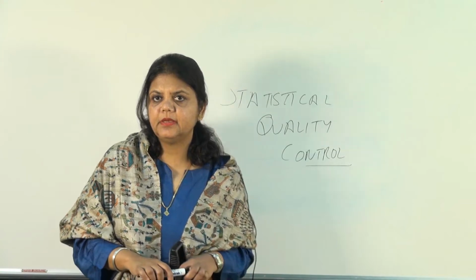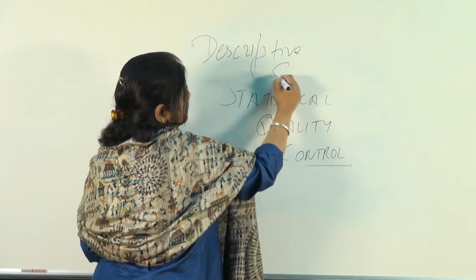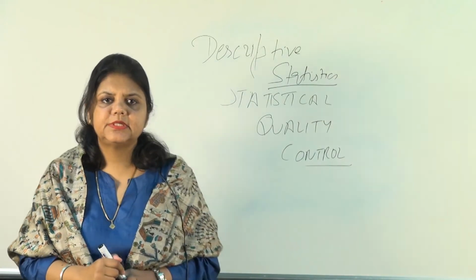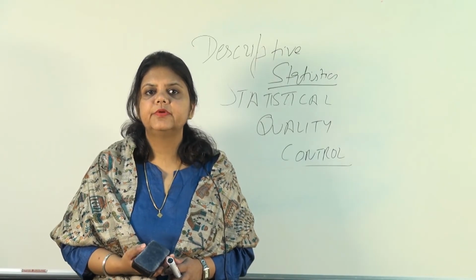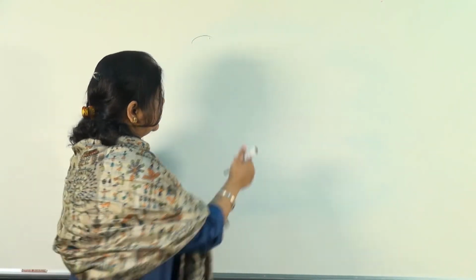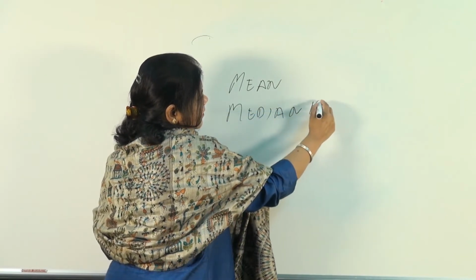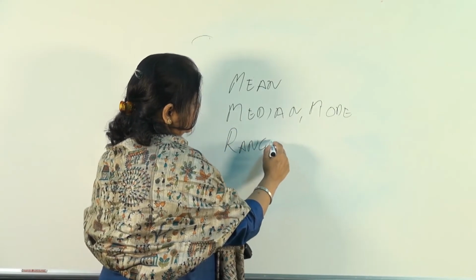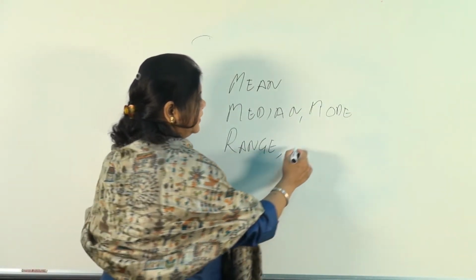The first category being descriptive statistics. What is descriptive statistics? Descriptive statistics is the usage of statistics like mean, median, mode, range, and the measure of the distribution of data.